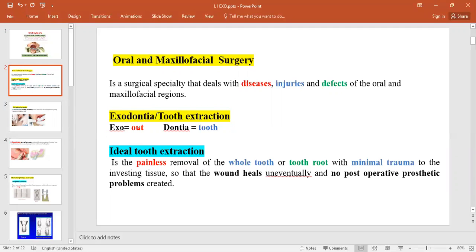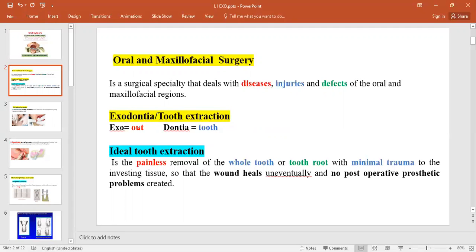What is the meaning of exodontia? Exo means out. Dontia, related to tooth. It means that at the end the tooth is out, extraction. So we always need to do an ideal tooth extraction without any trauma. What is the meaning of ideal tooth extraction?